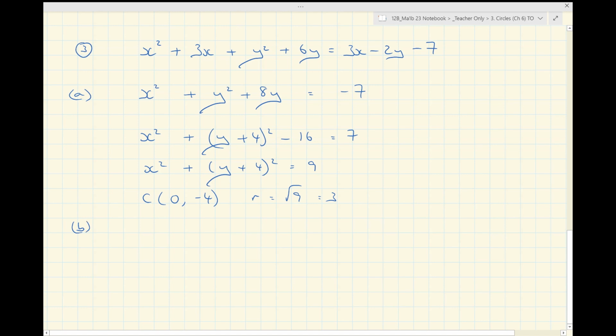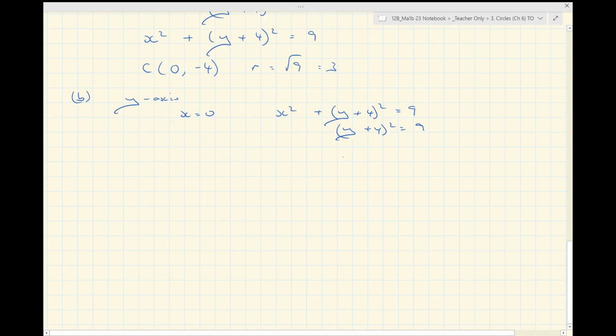In part B, I'm asked to find the intersection of the circle and the y-axis. If it's dealing with the intersection of the circle and the y-axis, I'm dealing with x equals 0. So that means that I'm going to substitute x equals 0 into the equation of my circle. So I'm going to end up simply with y plus 4 squared equals 9.